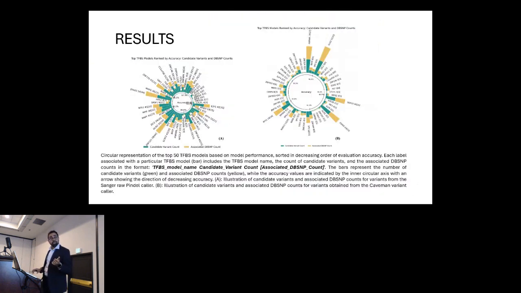In these 2 figures, rather than that, we are mostly focusing on the models where you can see the CTCFL, which has an accuracy of around 98%, but is getting only 4 candidate variants, and it is associated with 3 dbSNP associations.